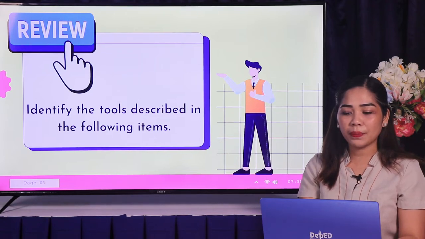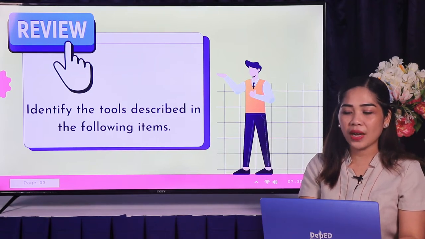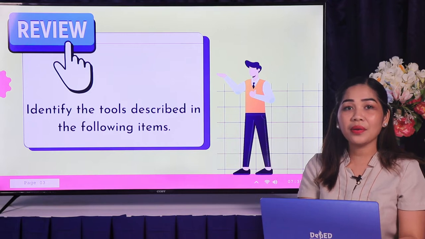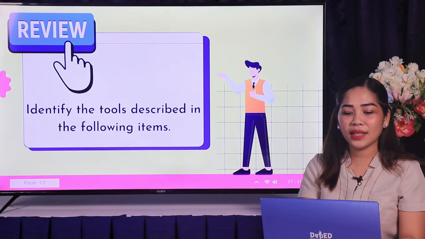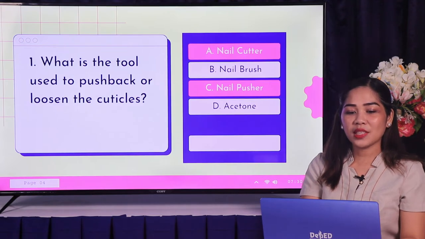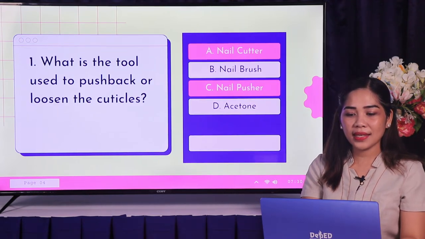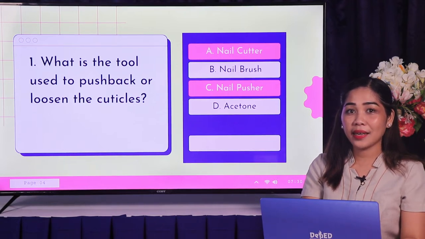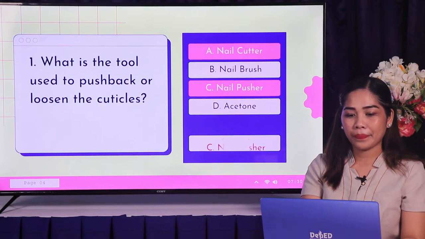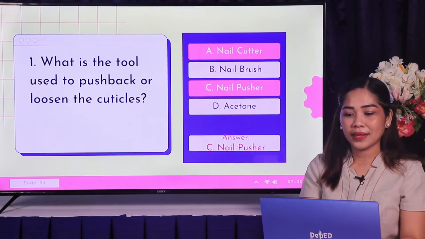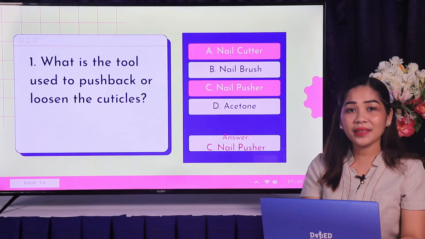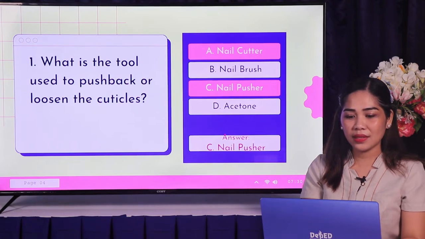Now, get your ball pen and paper and answer the following questions. Are you ready? Let's start. Question number one. What hand tool is used to push back or loosen the cuticles? Is it A, nail cutter, B, nail brush, C, nail pusher, D, acetone? The answer is letter C. You are correct. Next question.